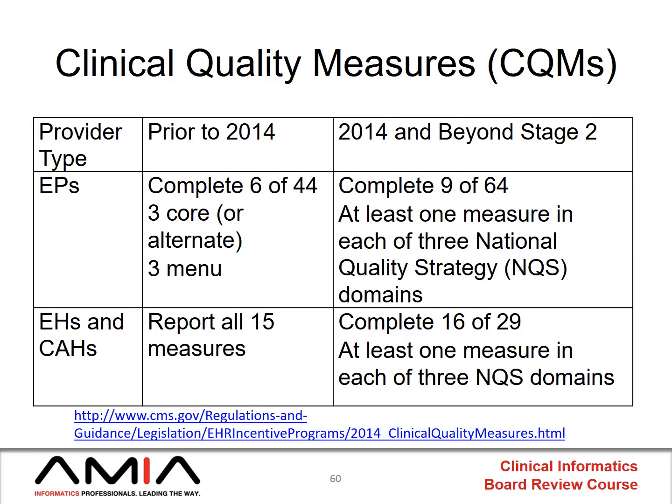Now moving into 2014, there is a requirement for eligible professionals to complete 9 of 64 CQMs, and there must be at least one measure in each of 3 national quality strategy domains. For eligible hospitals and critical access hospitals, there must be the completion of 16 of 29 measures and 1 measure in each of 3 NQS domains.